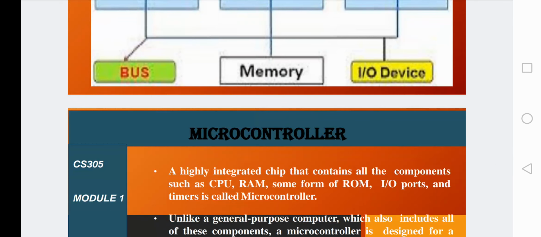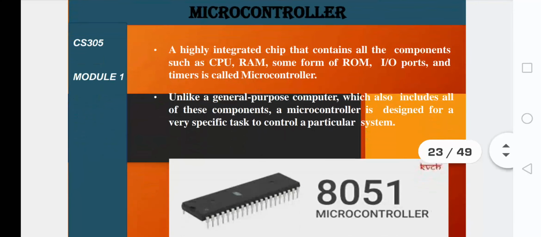So next one is microcontrollers. I told you your subject mainly focuses on two concepts, microprocessor and microcontroller.